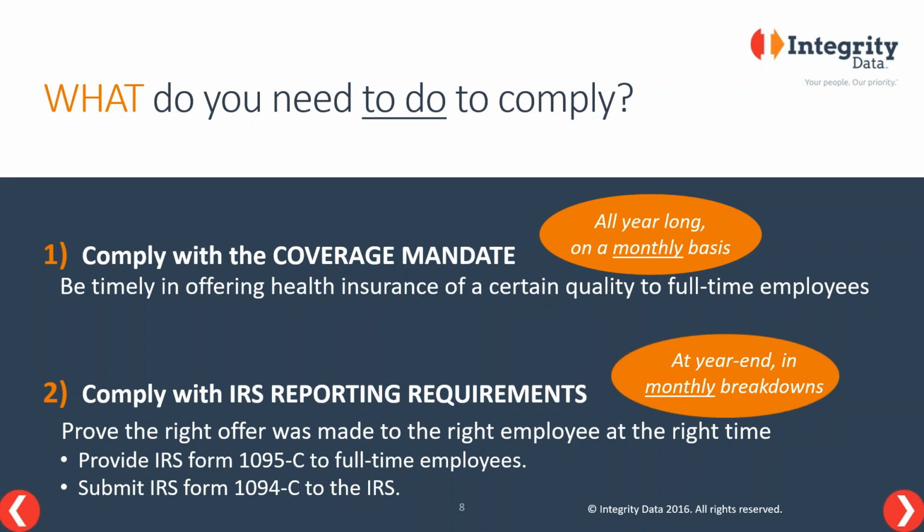Then you've got the reporting requirements. Think of these as your report card going to the IRS to say, here are all of my full-time employees and I've offered them coverage. There's the Form 1095-C that goes to an employee saying you were a full-time employee and offered coverage in these particular months, and the Form 1094-C, which is a summary document that goes to the IRS along with copies of those 1095-Cs. That's your reporting requirements, and if you don't do that, you will see penalties. So those are the two requirements we're going to talk about.